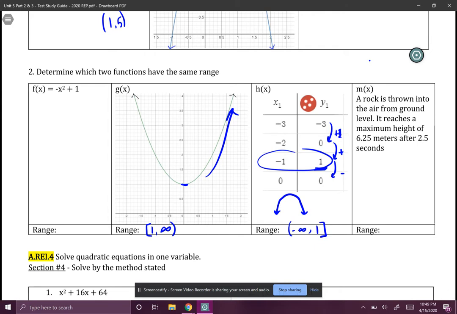M of x. A rock is thrown into the air from the ground level. It reaches a maximum height of 6.25 meters after 2.5 seconds.